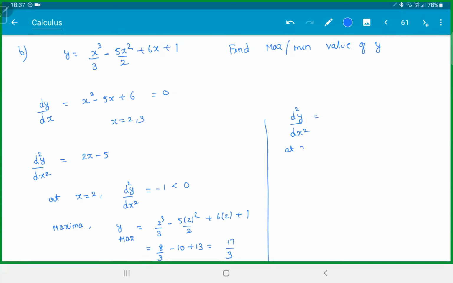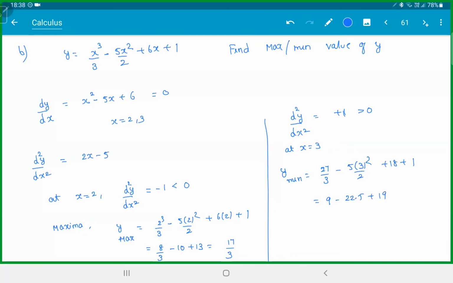Then d square y by dx square at x is equal to 3 will be plus 1, greater than 0. So this is a minimum. So y minimum is 3 cube, 27 by 3, minus 5 into 3 square by 2, plus 18 plus 1. 45 by 2 is 22.5, plus 19.